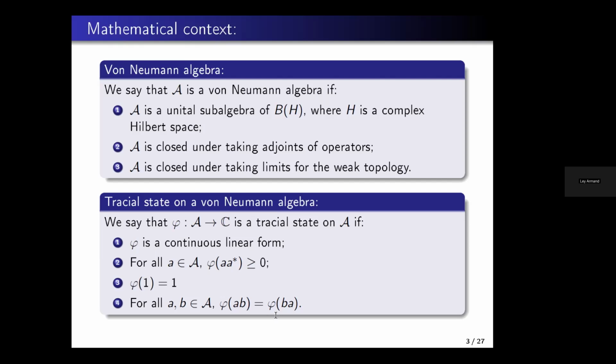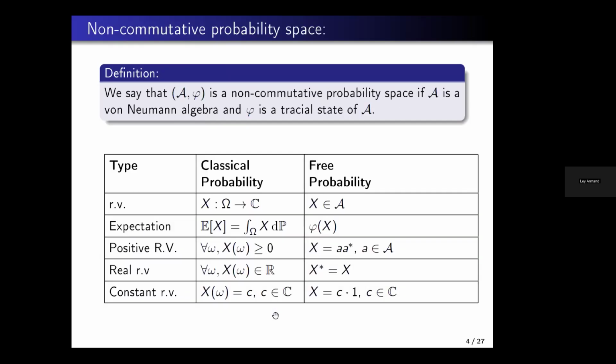So this is the formal setting of study, and now I can define what is a non-commutative probability space. A non-commutative probability space is a pair (A, phi), where A is a von Neumann algebra and phi is a tracial state. So what is the link with classical probability? For the moment, it's just a formal definition. You can identify elements of A as random variables, and you will identify your tracial state phi as the expectation operator.